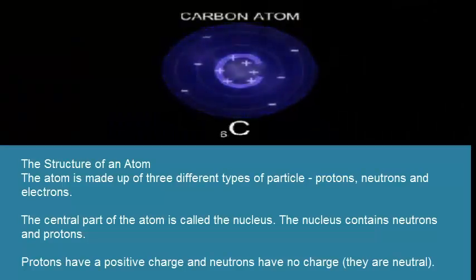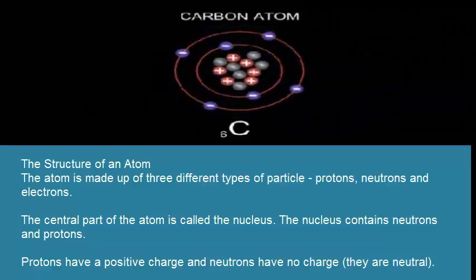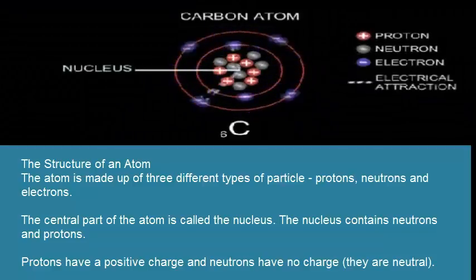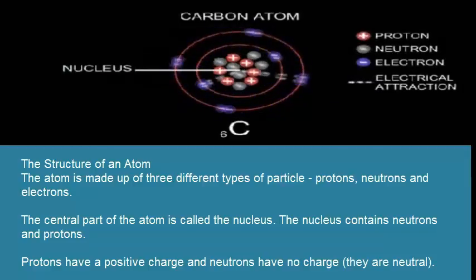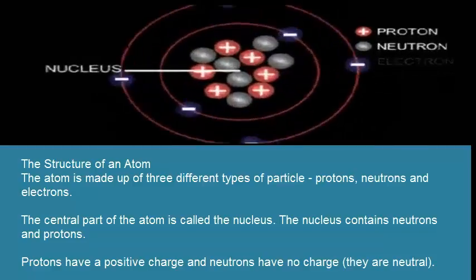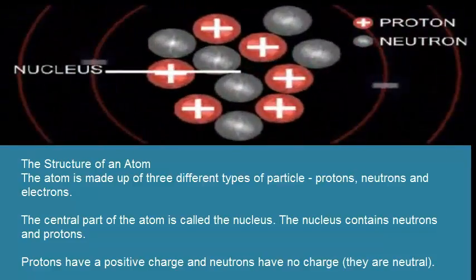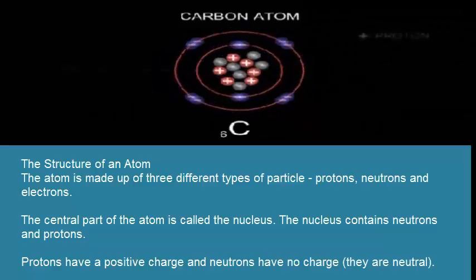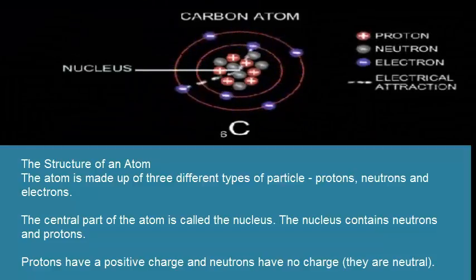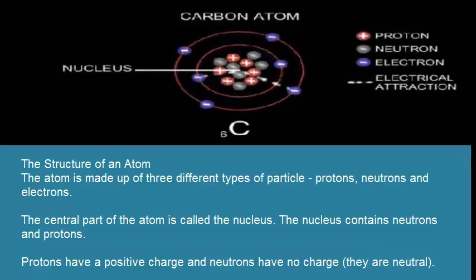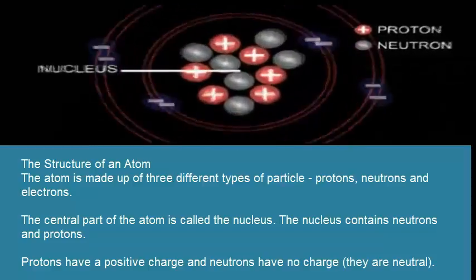The atom is made up of three different types of particle: protons, neutrons and electrons. The central part of the atom is called the nucleus. The nucleus contains neutrons and protons. Protons have a positive charge and neutrons have no charge, they are neutral.